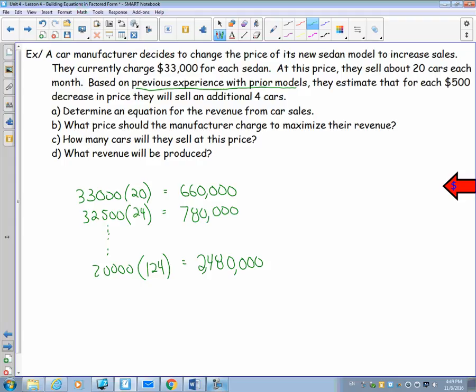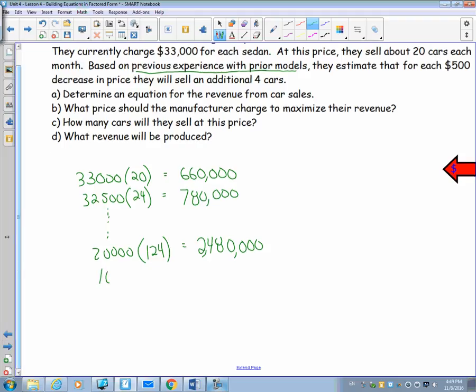Well, what happens if I drop the price again? Let's drop it down to $10,000. That's a good deal. If I drop it down to $10,000, we'll sell 204 cars now because we've dropped it that many times to sell many more cars. And now we're making, hey, wait a second here. We're only making $2 million now. Oh no, we've dropped it too far.